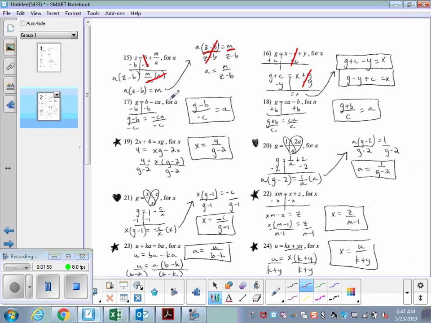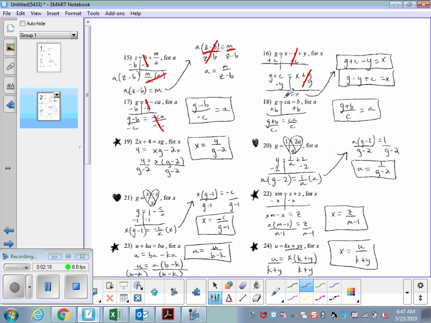For number 17, solving this for a. So first we've got to get rid of this constant. Since it's a positive b, we're subtracting b on both sides, so it cancels out, and we have g minus b over here. Then on this side we're left with a negative c, a. So now we're going to divide both sides by this negative c, so that a is all by itself, and we have g minus b over negative c.